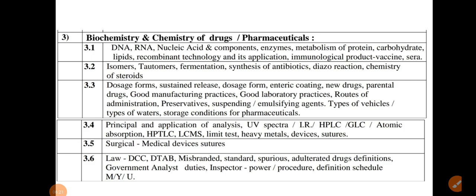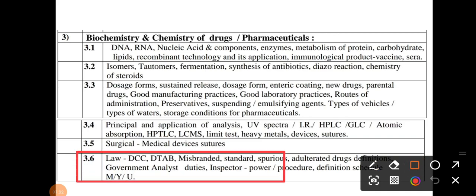Then in 3.4, there is principle and application of analysis: UV, IR, HPLC, GLC, then atomic absorption spectroscopy, HPTLC, LCMS, limit test, heavy metals, devices, and sutures. That is totally related to your pharmaceutical analysis, specifically spectroscopy and chromatography. Limit test is also very important from your inorganic chemistry, then heavy metals. So please go through your pharmaceutical analysis. Then 3.5 is the surgical medical devices and sutures.